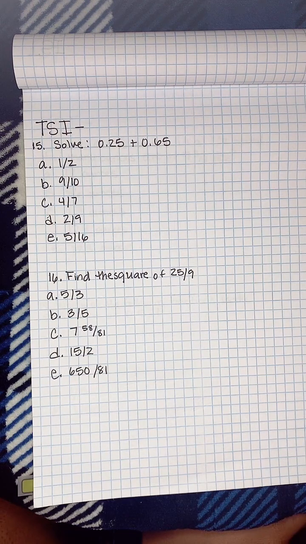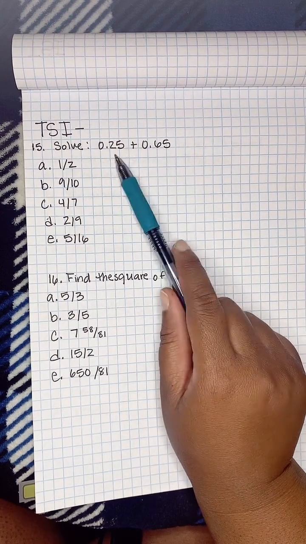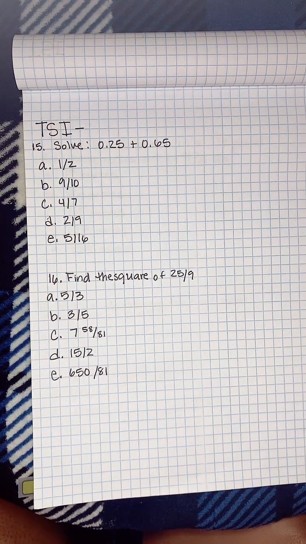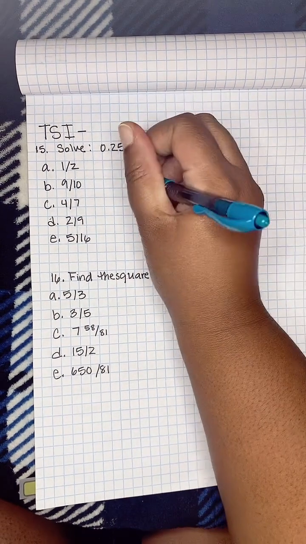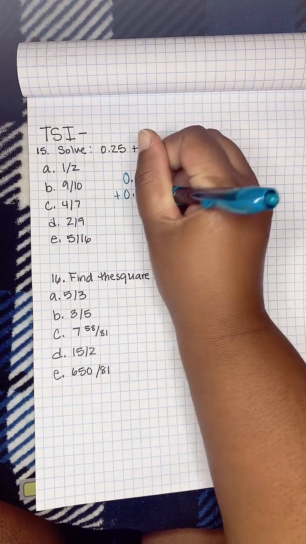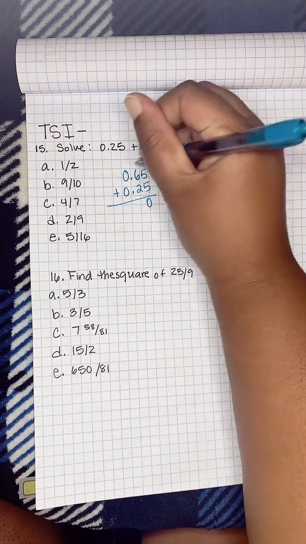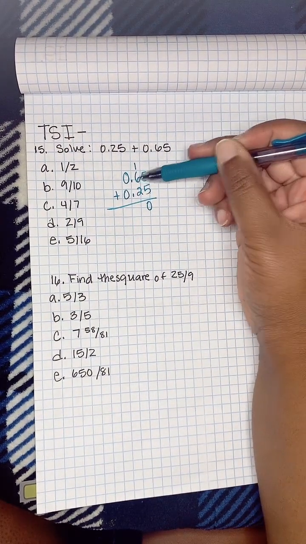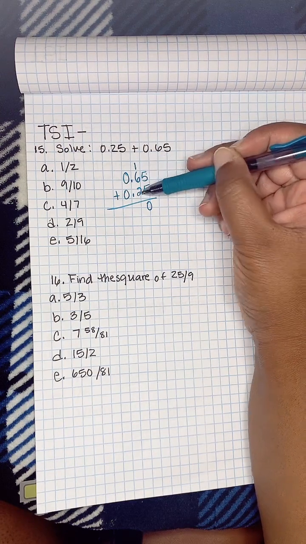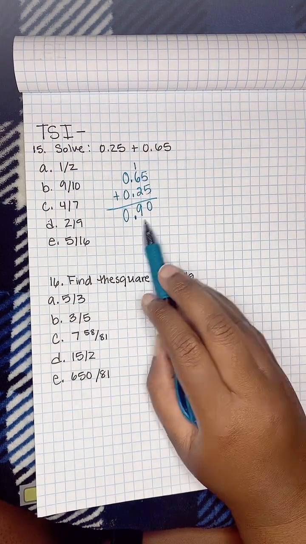Fractions just threw me off. Yes, Bliss. Yes, don't let these fractions scare you. We're gonna add this. So we're gonna do 0.65 plus 0.25. So 5 plus 5 is 10. Carry the 1. And then 6 plus 1 is 7. 7 plus 2 is 9. Okay, so we have a 90.